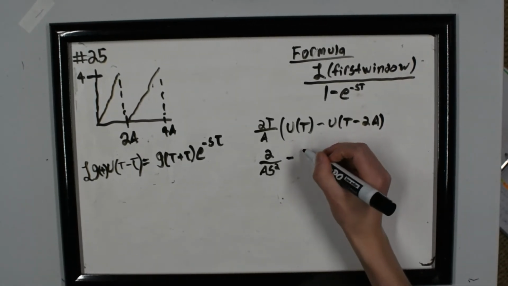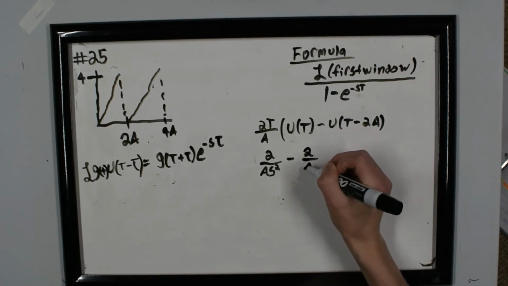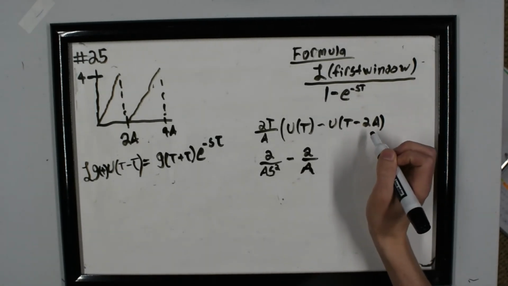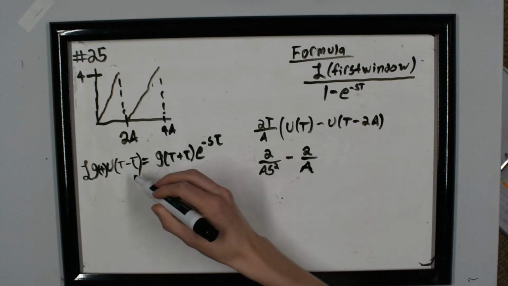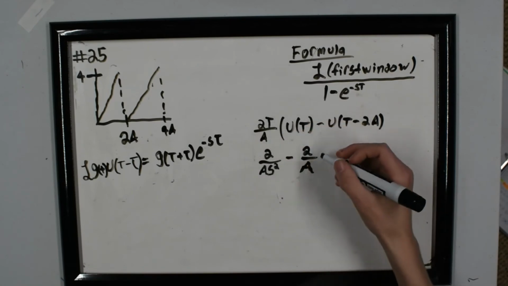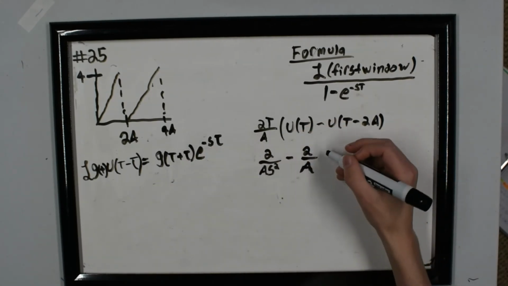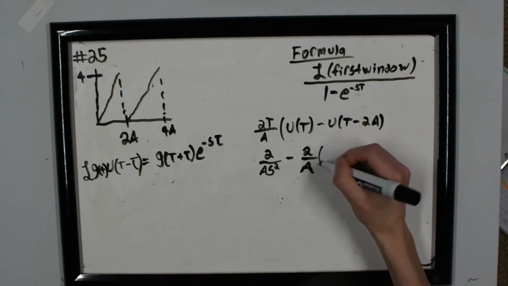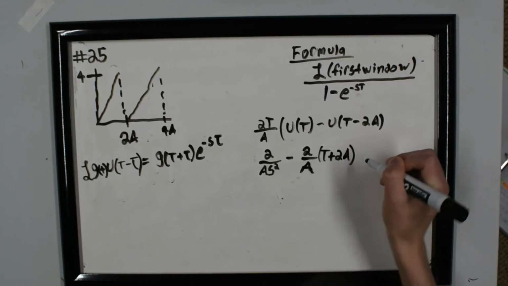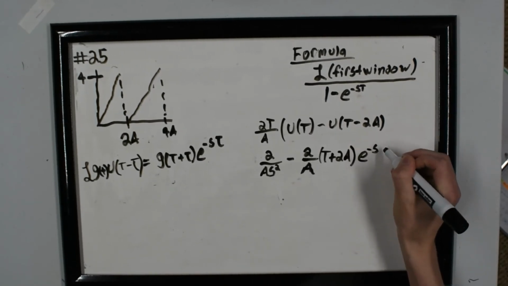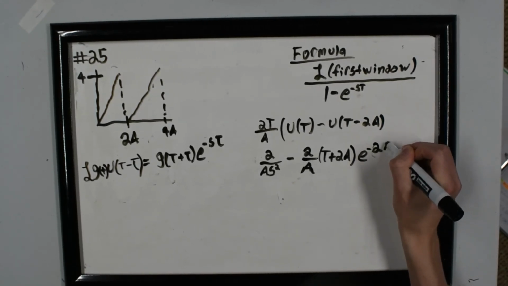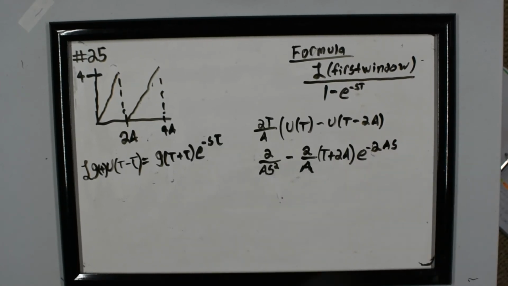So we're going to have minus 2 over a. Now we have to replace, we do have a tau here, right? We have minus 2a, that's our tau. So we have to replace t here by t plus tau, because that's what our formula says. So instead of t, we're going to have t plus 2a, because that's our tau, times e to the negative s 2a. So let me write that, negative 2as, because that's our formula.